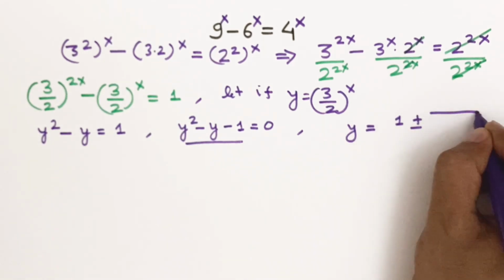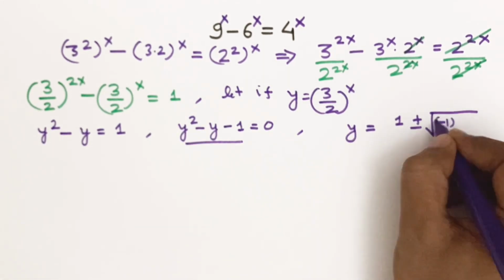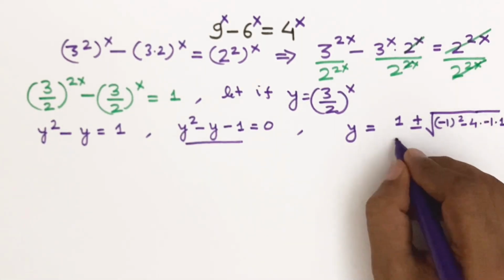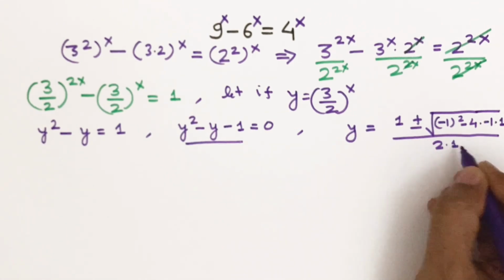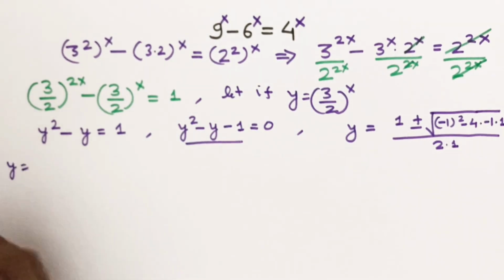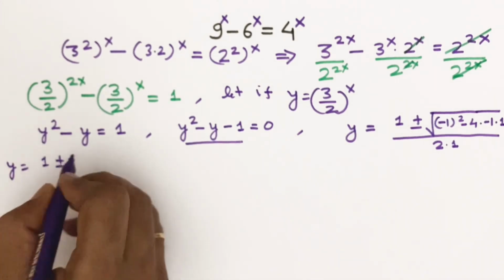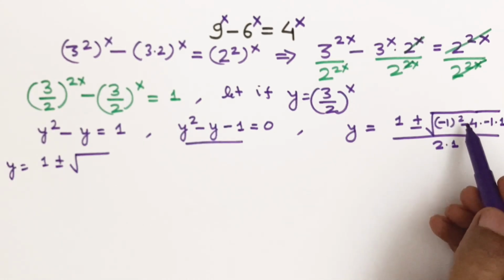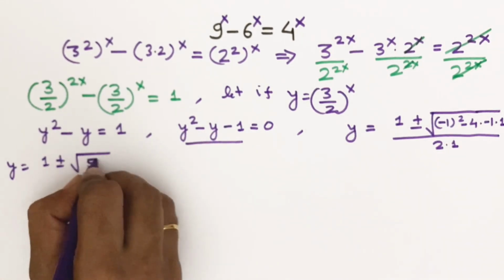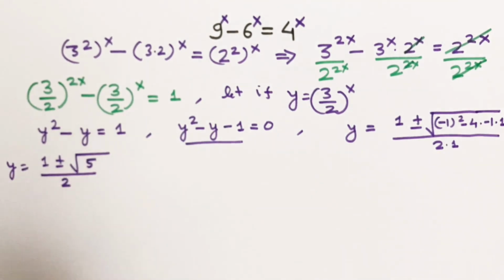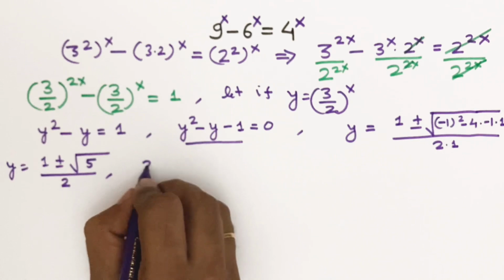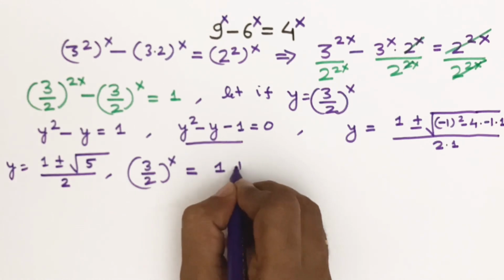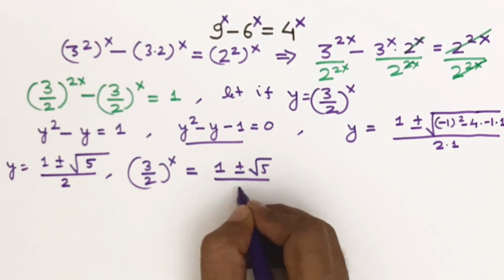1 plus or minus the square root of (minus 1) squared minus 4 multiplied by minus 1 multiplied by 1, divided by 2 multiplied by 1. So y equals 1 plus or minus the square root of 1 plus 4, which is 5, divided by 2. So as we assumed (3 divided by 2) to the power x equals y, this is 1 plus or minus the square root of 5, divided by 2.